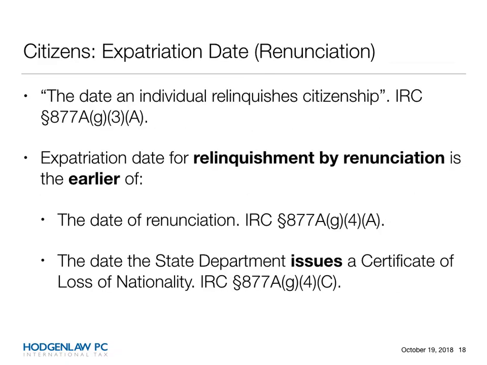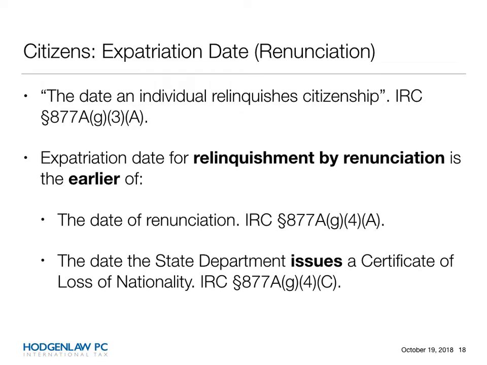So let's talk about the two categories. First, terminating your U.S. citizenship by renunciation. That's the easy one. And the second one is terminating your U.S. citizenship by one of the other methodologies listed in the Immigration and Nationality Act.